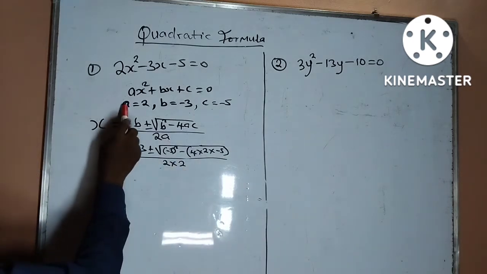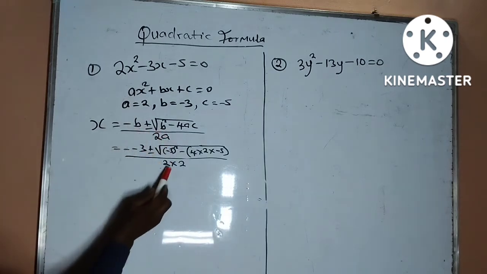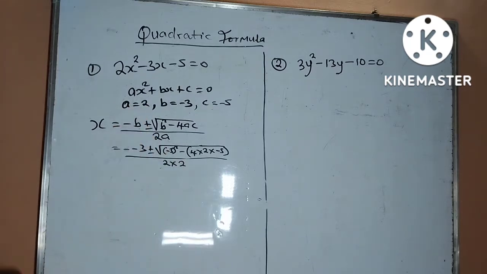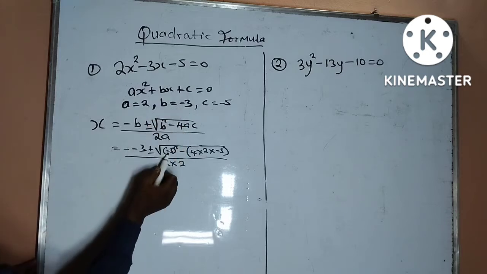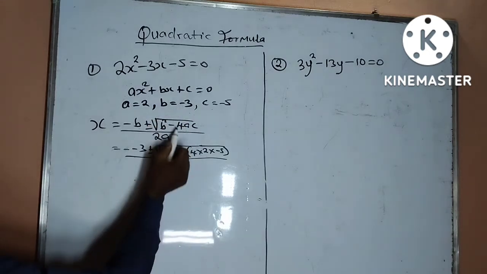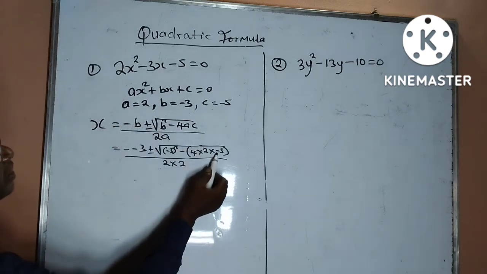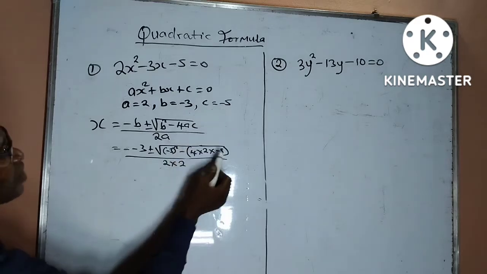The value of a is 2, so 2a, meaning 2 times a, and my a is 2. Also here, b raised to power 2, b here is minus 3 raised to power 2. Then 4 times a is 2. Then times c, 4 times ac, then my c here is minus 5.